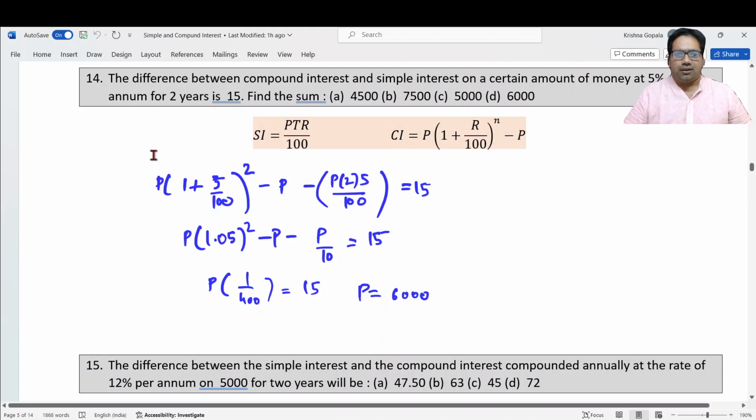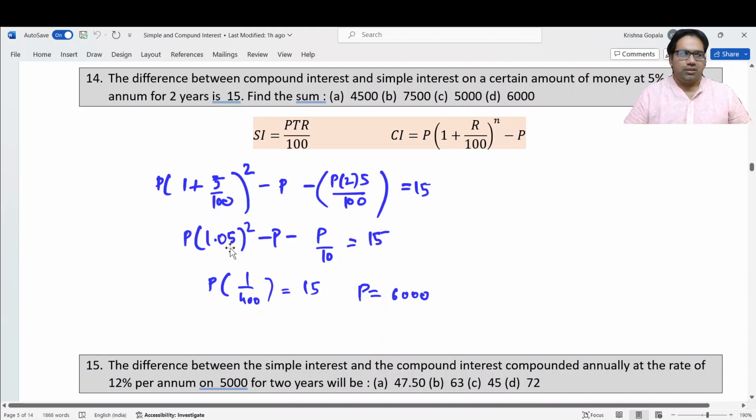P into (1 plus R by 100), R is 5, so 5 by 100 whole, for 2 years, power 2, minus P. This is compound interest minus P into time T, 2 years, into 5 by 100. This is equal to 15. P into 1 plus 5 by 100 is 0.05, right? 1.05 square minus P by 10 is equal to 15. If you solve this, P into 1 by 400 is equal to 15.